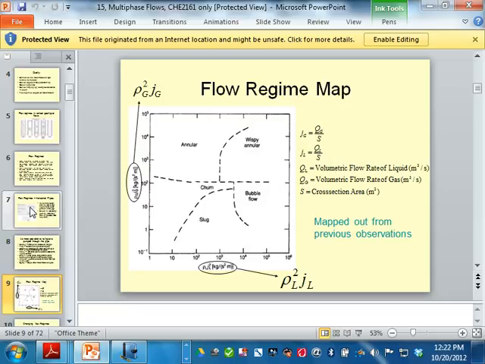So rho liquid squared multiplied by J liquid, where J liquid is Q liquid over S. That one we know here. You calculate this number, then you know where you are here. You calculate that number, rho gas squared times J_G, where J subscript G is that one. Then you know what number you're at there. If you're, let's say, here and here, then you go right here and you see, okay, I'm in this region, slug flow. Is that clear? It's normally quite easy. Normally there's a practice question, but this time there isn't.